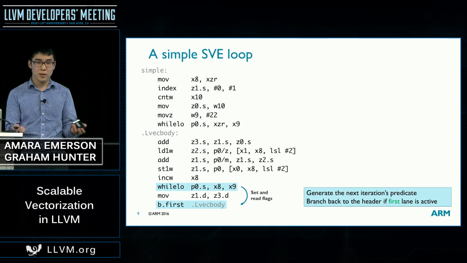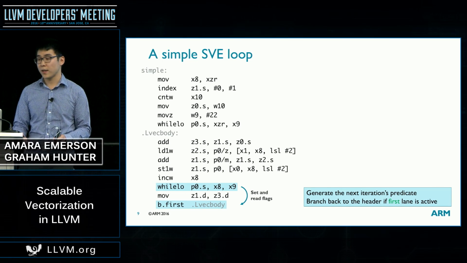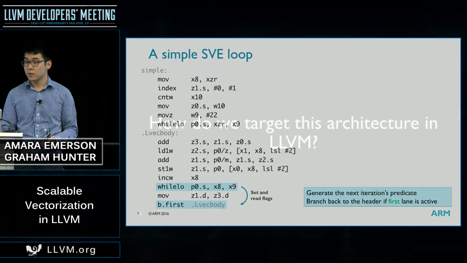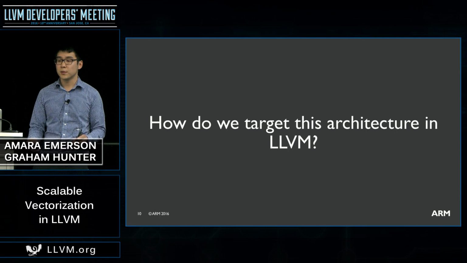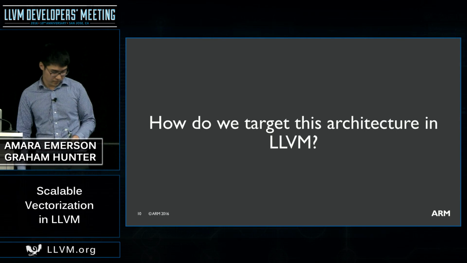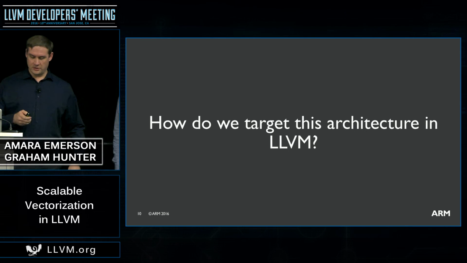So that is what an SV vectorized loop would look like. Now, the next step is for us to show you exactly what we've done to LLVM to support this kind of vectorization. And Graham is going to talk about that now. Thank you.